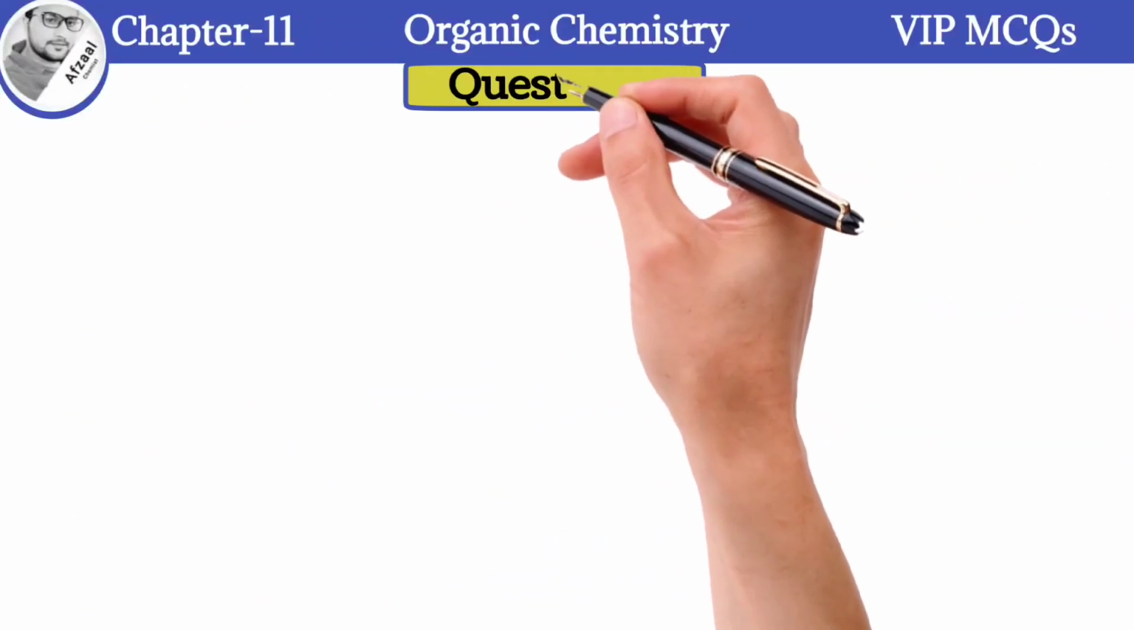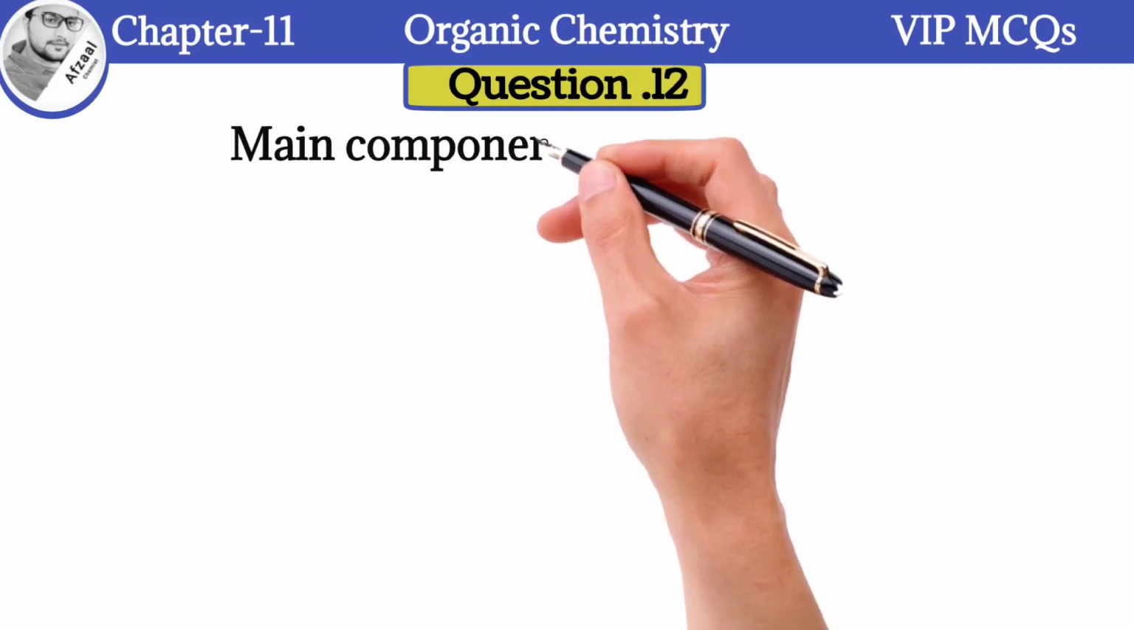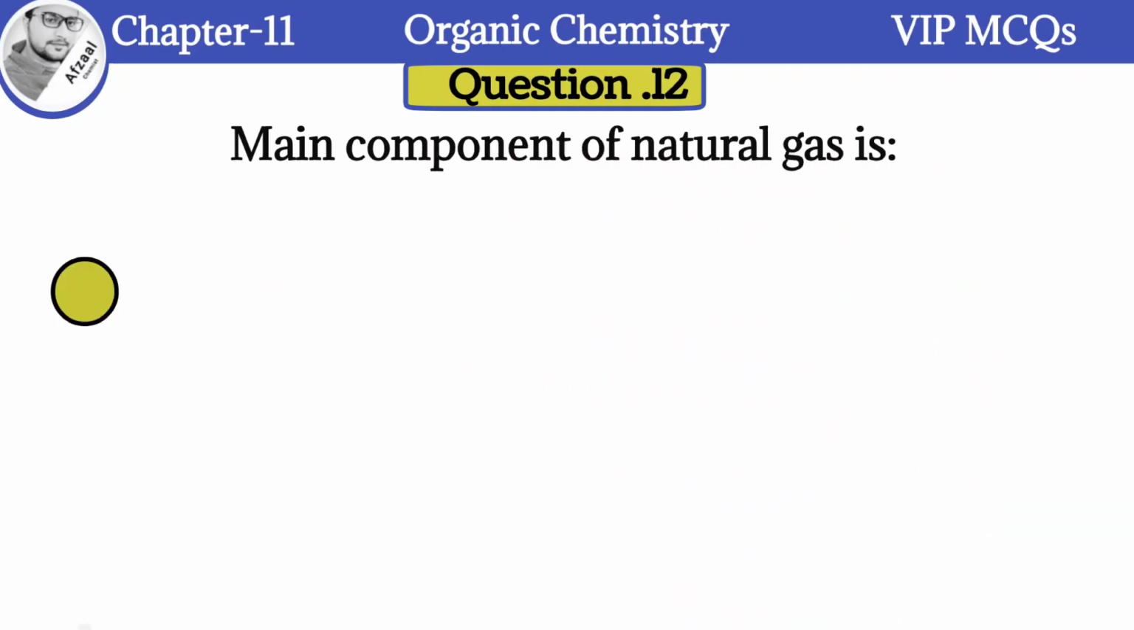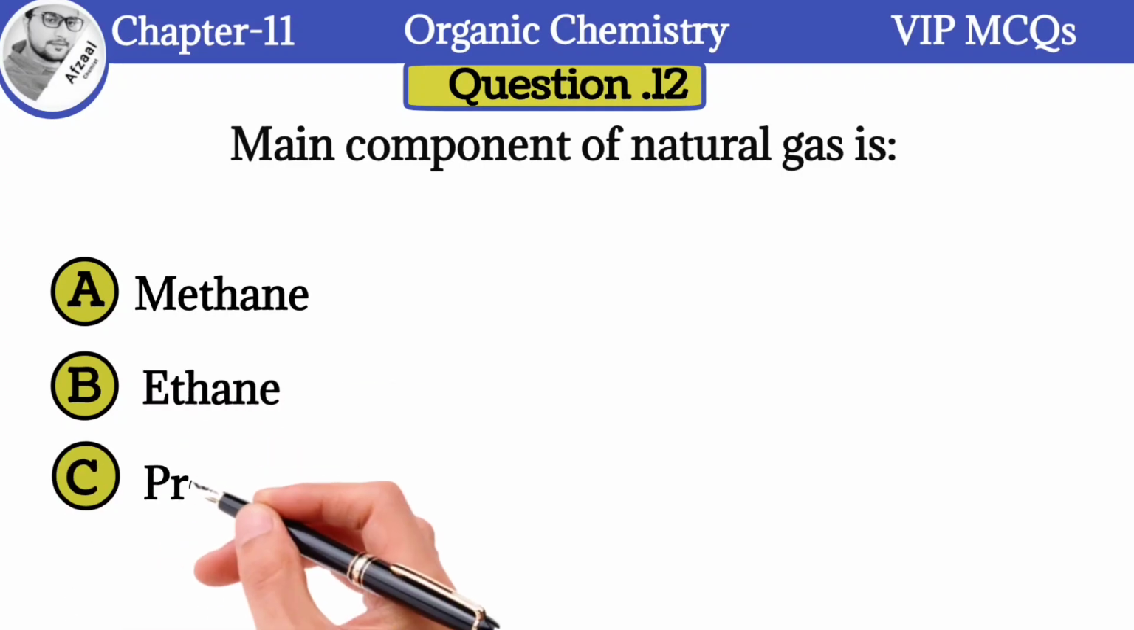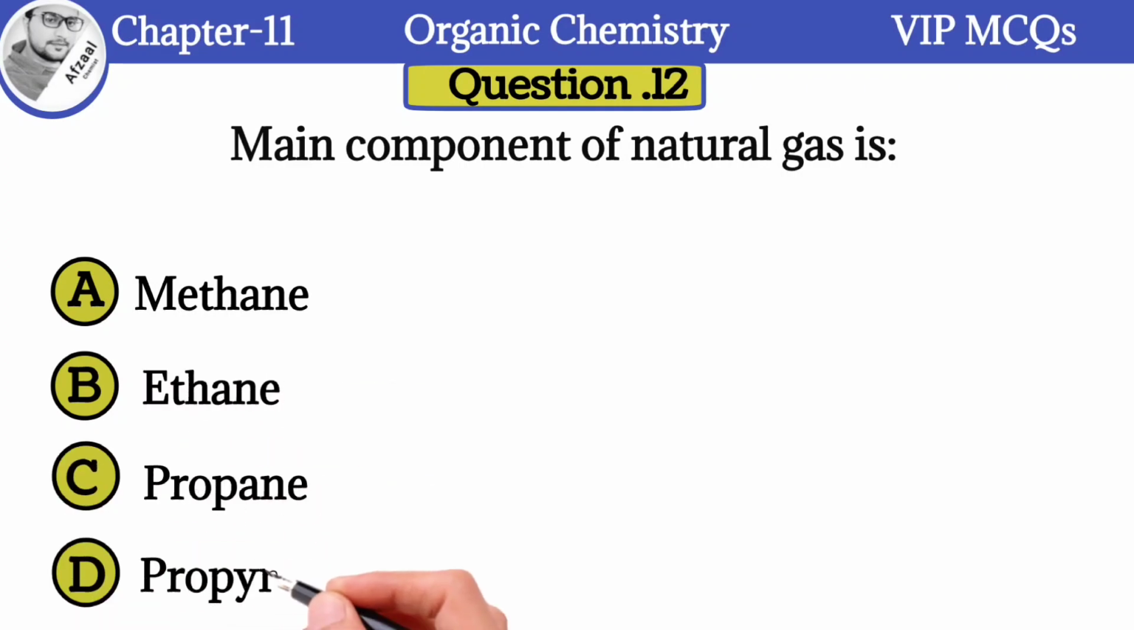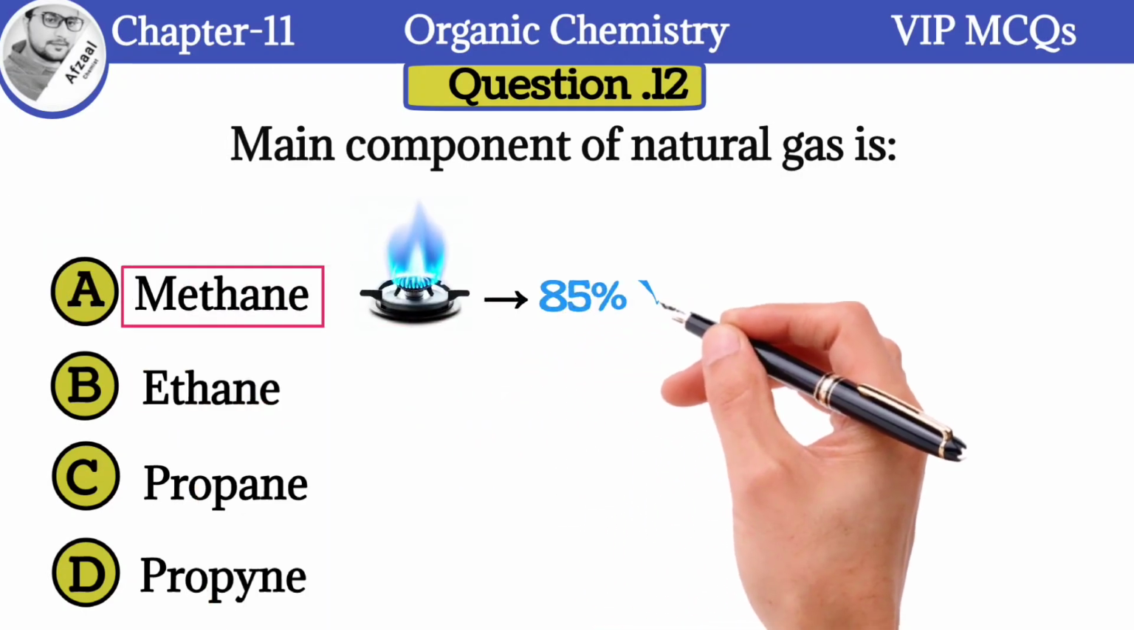Question number 12 is, main component of natural gases. Option A is methane. Option B is ethane. Option C is propane. Option D is propene. The correct option is A. Natural gas contains about 85% methane.